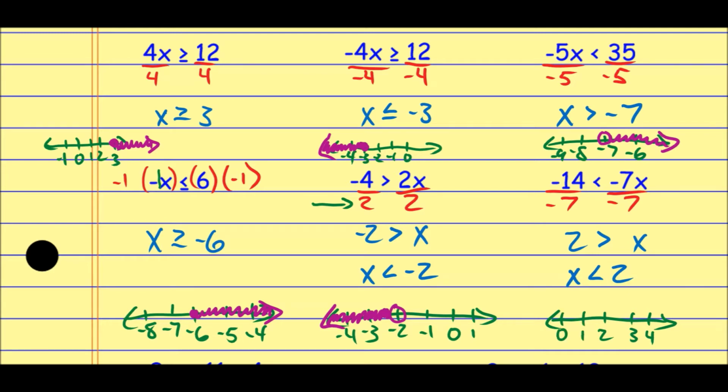No equal to condition, so I use an open dot. X is less than that, so I shade everything to the left. Okay?